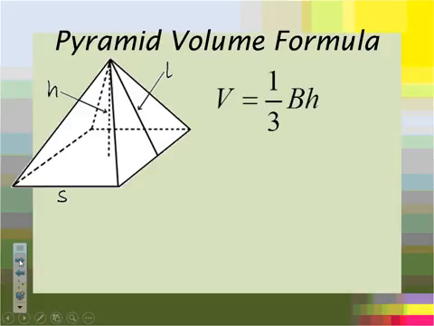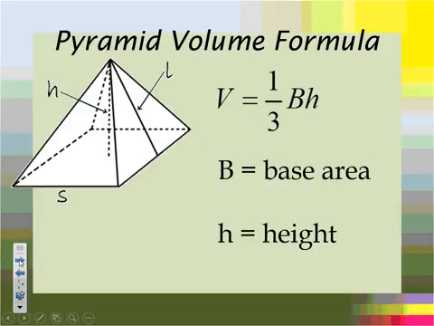Now notice that capital B is in there, and remember that capital B is going to represent the area of the base. So the base area, and the H represents the height, and that's going to be inside of our pyramid now, not slanted on the side there. So that H height, as you see there in our diagram, and the B is the base area, so whatever's on the base of that pyramid.